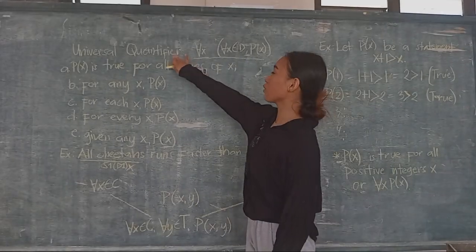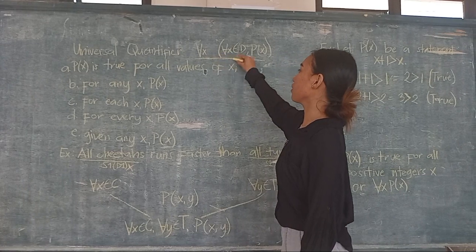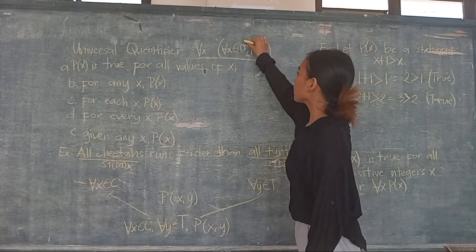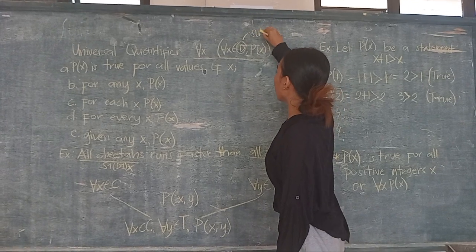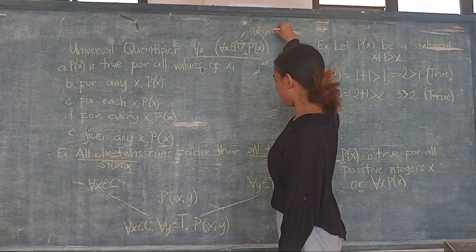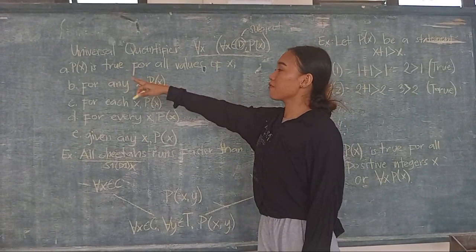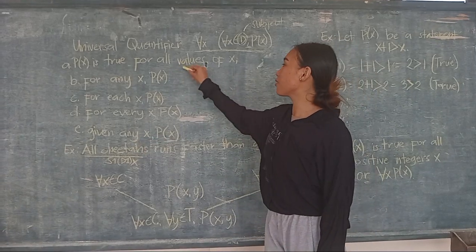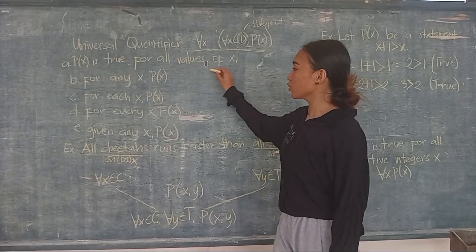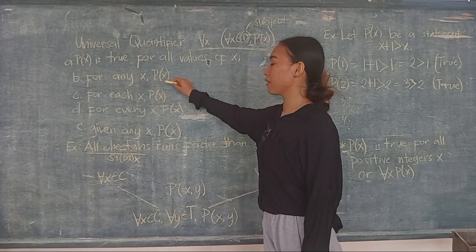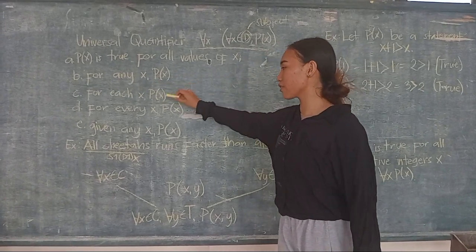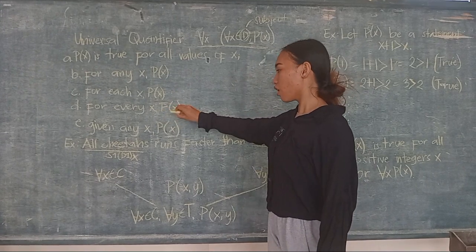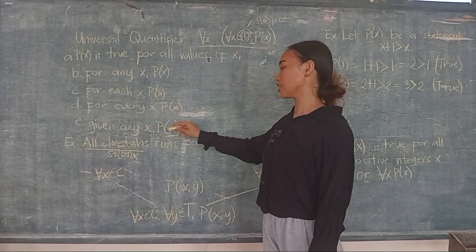In the universal quantifier, this is the symbol of the universal quantifier. The domain here, or the D, is the domain, represented as the subject. P(x) is true for all values of x. So we can read it as: for any x, P(x); for each x, P(x); for every x, P(x); or given any x, P(x).